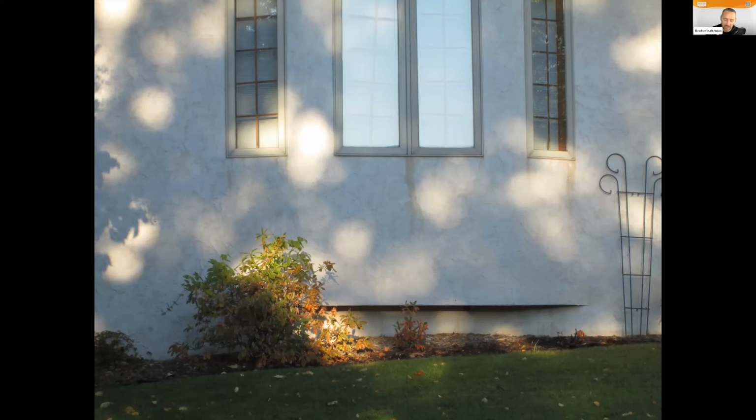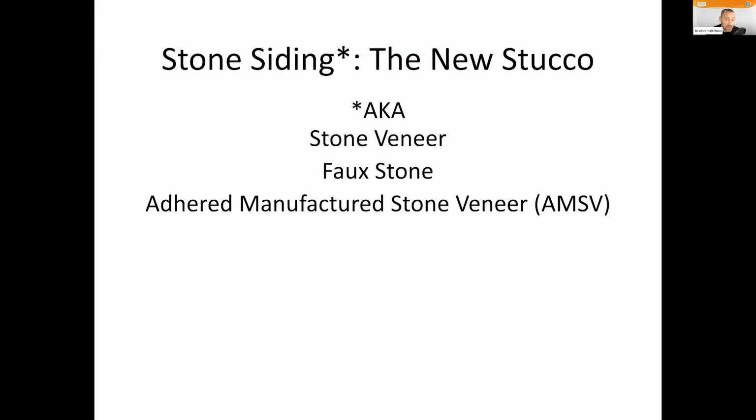Well, let's talk about stone veneer too, and then we'll make our conclusion about stucco and stone houses. And when I say stone veneer, there's a lot of names for it. It's really the new stucco. A few names would be faux stone or adhered manufactured stone veneer, AMSV.